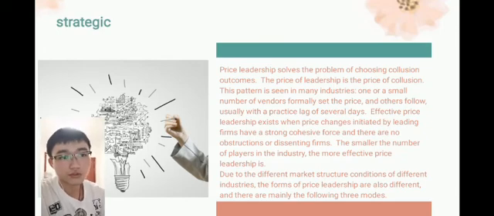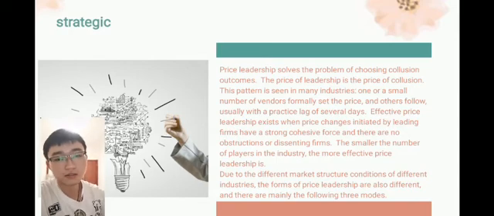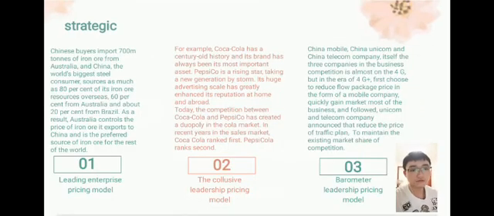And due to the different market structure conditions of different industries, the forms of price leadership are also different, and there are mainly the following 3 models. The first model is the leading enterprise pricing model, the second model is the barometer leadership price model, and the third model is the exclusive leadership price model.